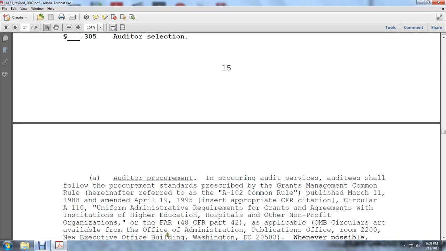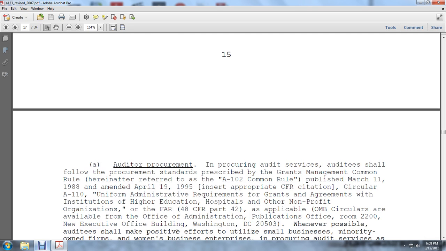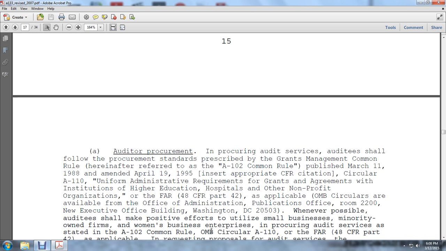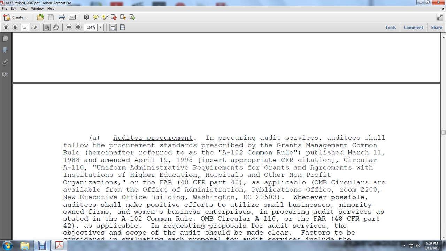OMB circulars are available from the Office of Administration, Publications Office, Room 2200, New Executive Office Building, Washington, D.C. 20503. Whenever possible, the auditee shall make positive efforts to utilize small businesses, minority-owned firms, and women's business enterprises in procuring audit services, as stated in the Common Rule, OMB Circular A-110, and the FAR, 48 Code of Federal Regulations Part 42, as applicable, in requesting proposals for audit services.